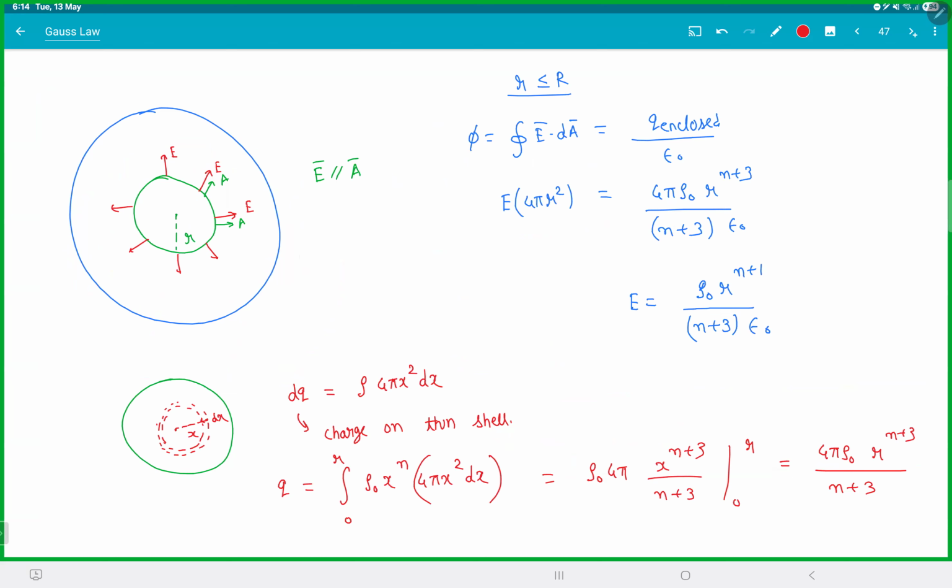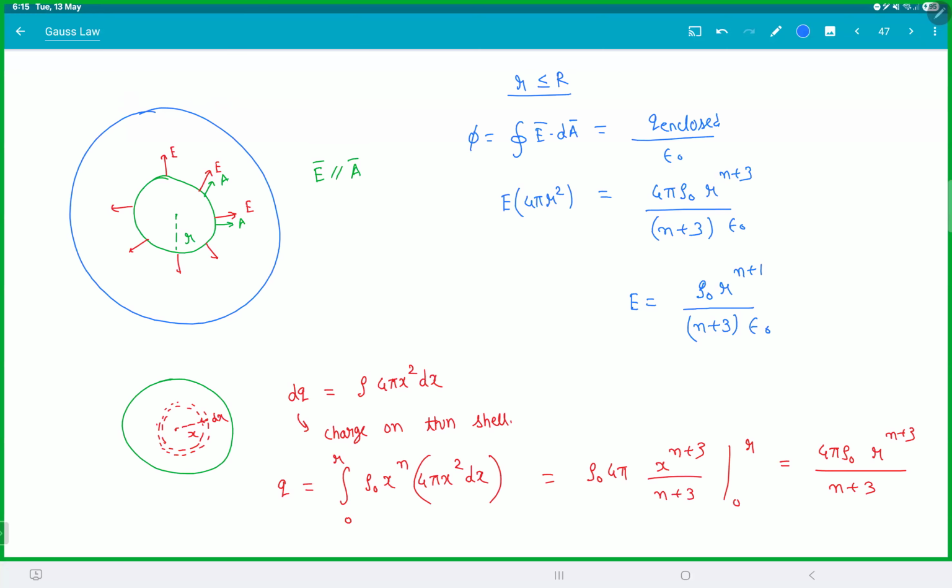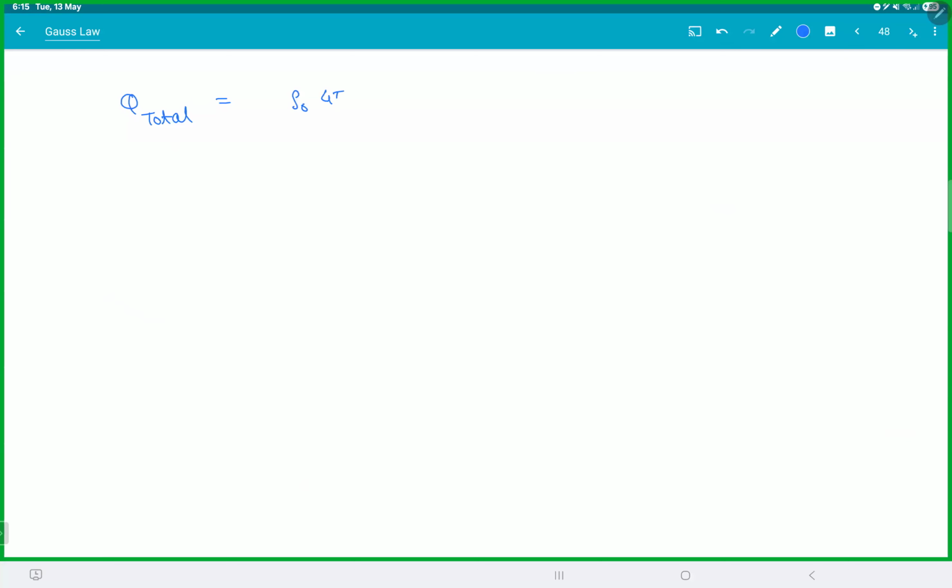Yeah. Question is still not over. This is inside. How to find outside? So the same thing, if you want to find the total charge of the sphere, the same integration, rho naught, only the limits will change. Limits will go from 0 to capital R. This will be rho naught 4 pi R power n plus 3 by n plus 3. This is the total charge of the sphere.